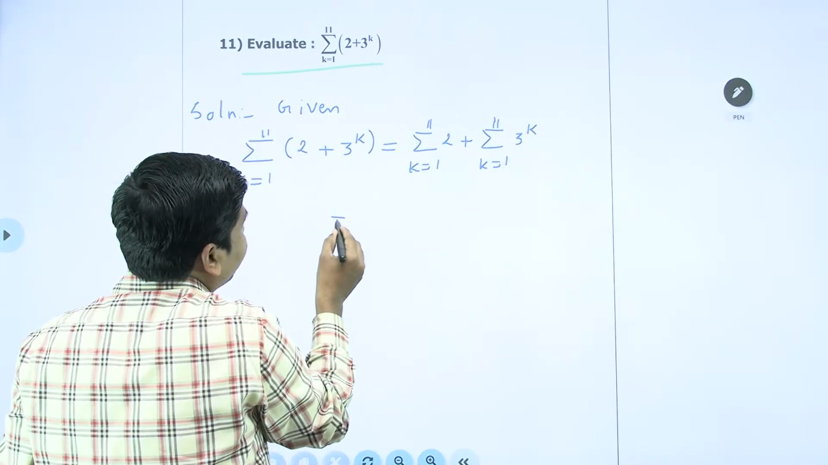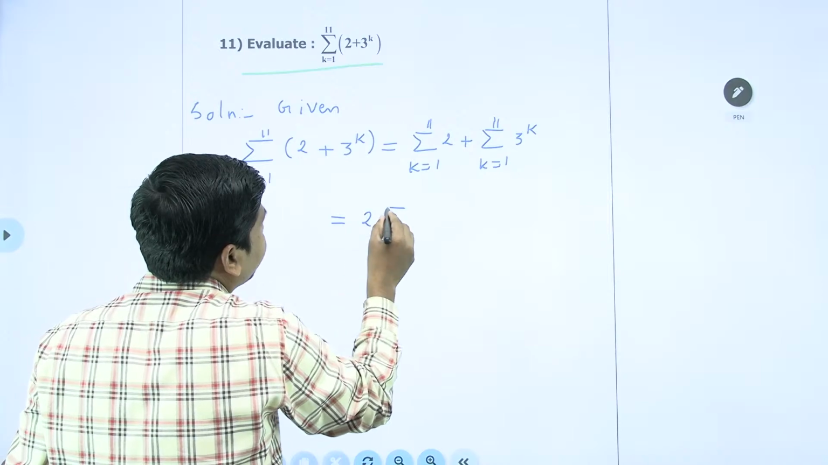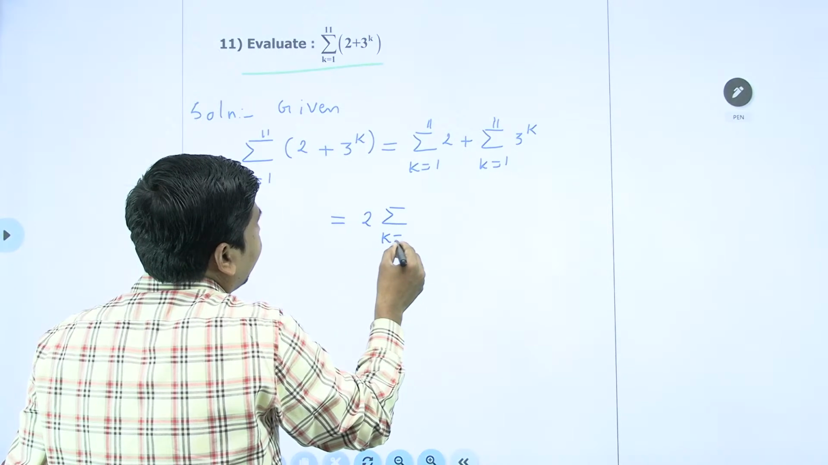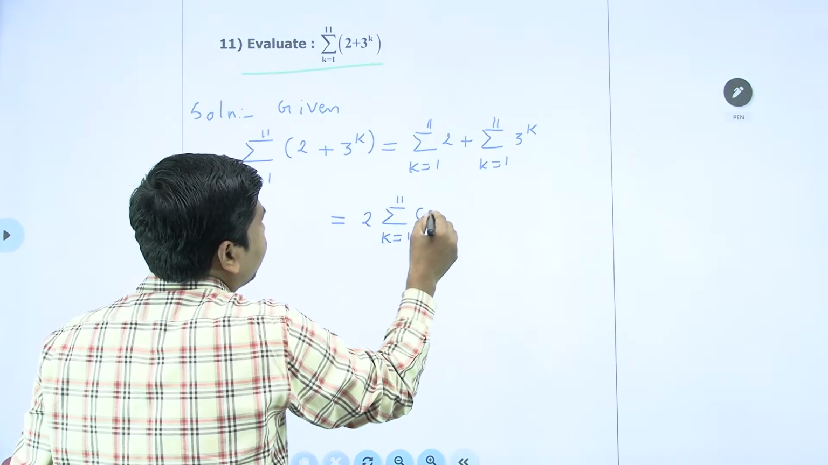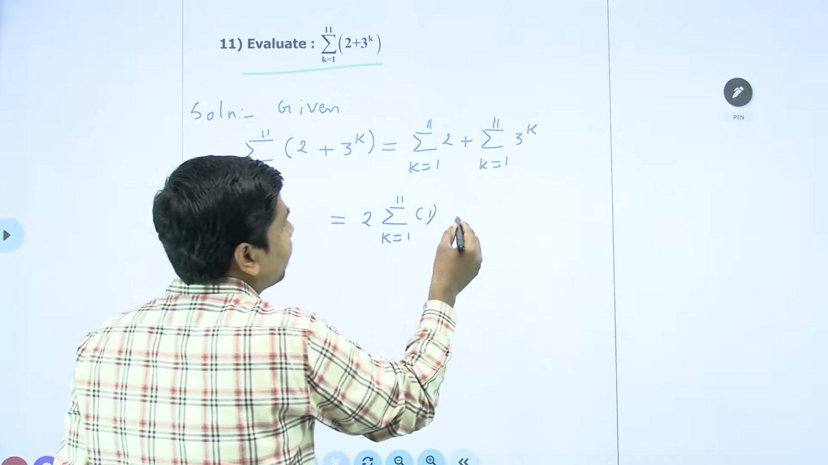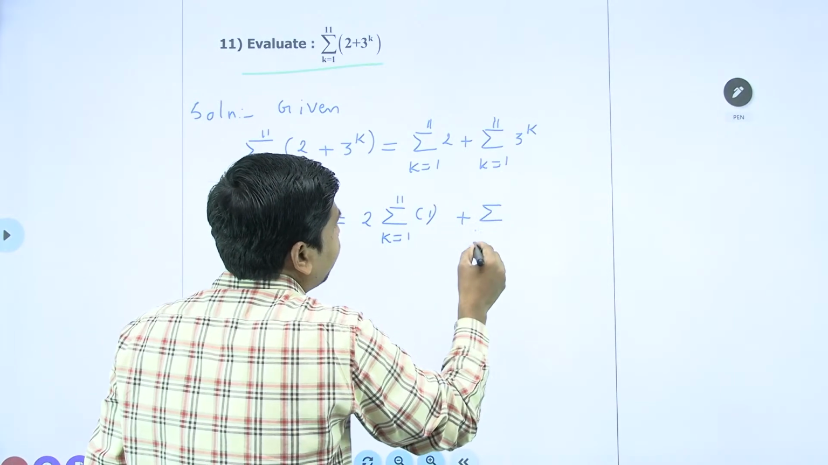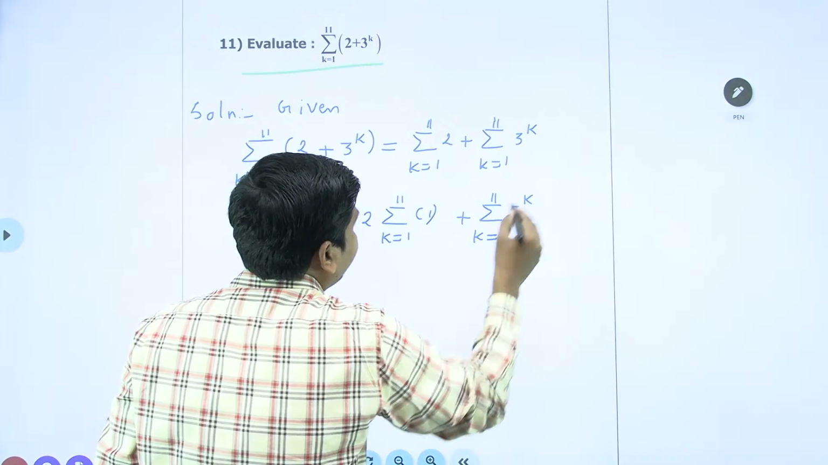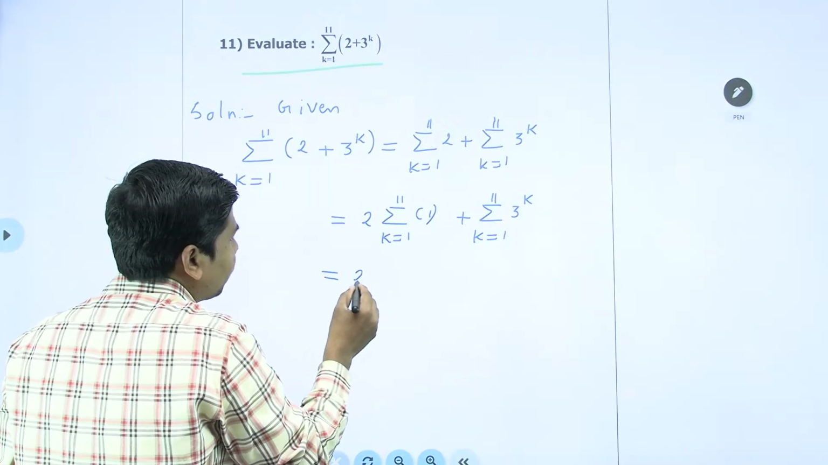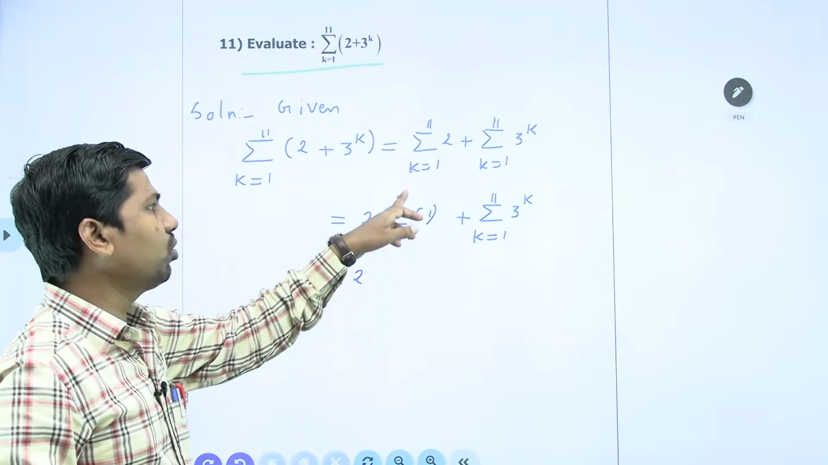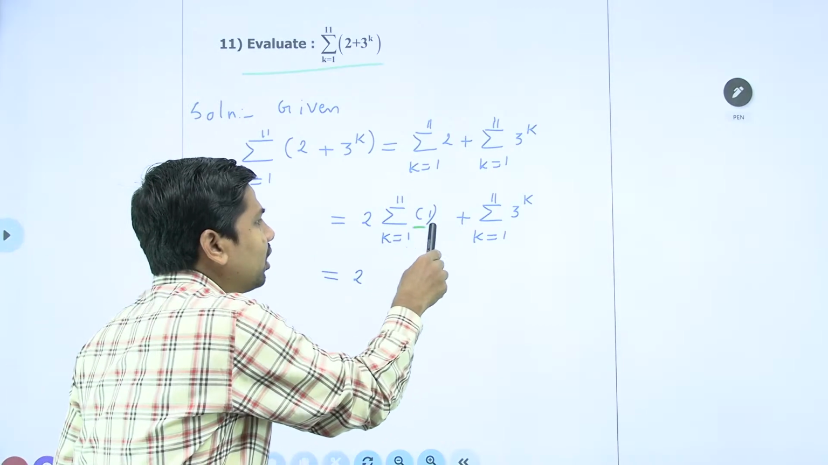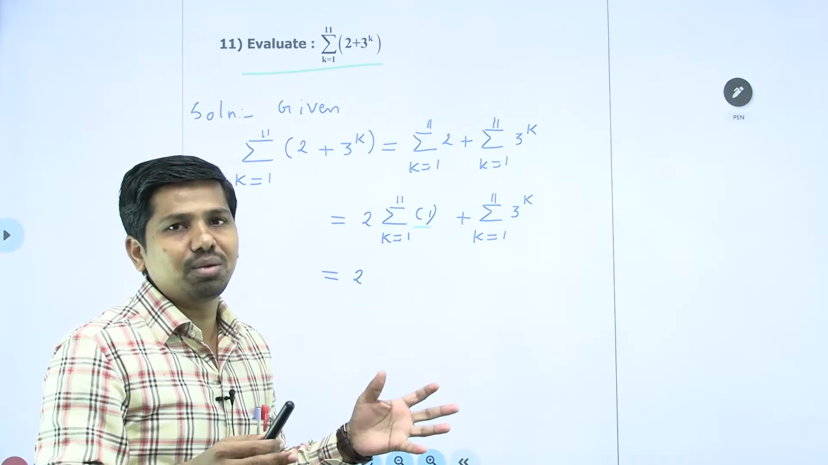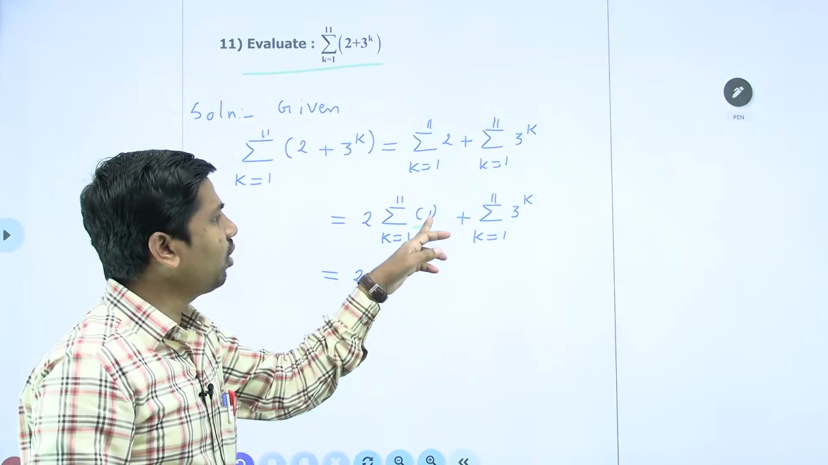Since 2 is a constant, I can take it outside. 2 into summation k runs from 1 to 11, what is left out here? 1 plus summation k runs from 1 to 11, 3 power k, which is equal to 2 as this. Summation k runs from 1 to 11 means you are adding the terms, the sum of all the terms, that is adding all the terms. You are adding one how many times?